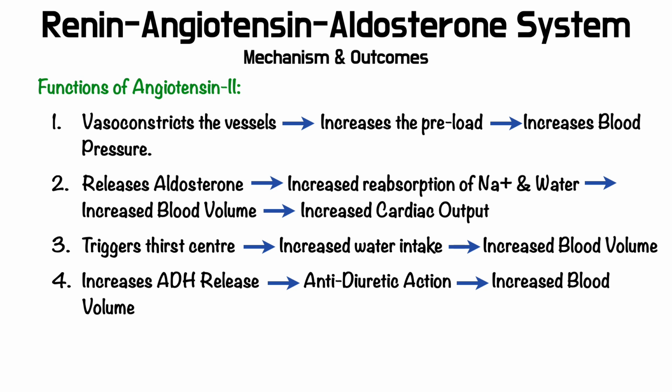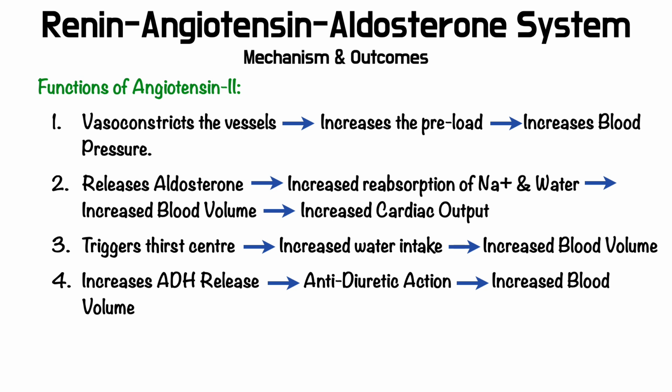And another one is that it releases aldosterone. Aldosterone will lead to increased reabsorption of sodium and water, which will lead to increased blood volume, and since blood volume is increased, cardiac output increases. We all know what blood pressure is: blood pressure is cardiac output times total peripheral resistance, right? Since vasoconstriction is happening in point number 1, that is increasing total peripheral resistance, and in point number 2 there is increased cardiac output. Both of them will increase blood pressure, right?